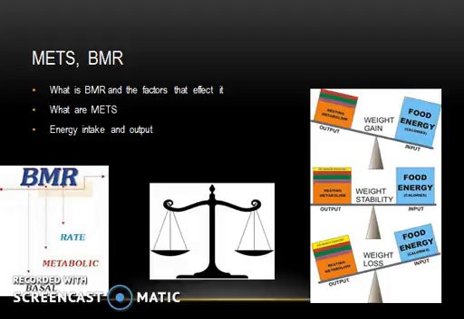So this slide is going to be a little bit more detailed, so this is going to take a little bit longer. BMR, METs, this is the sort of slide that we're going to go through, and we're going to go into detail about all of these, as well as energy expenditure, intake and output.